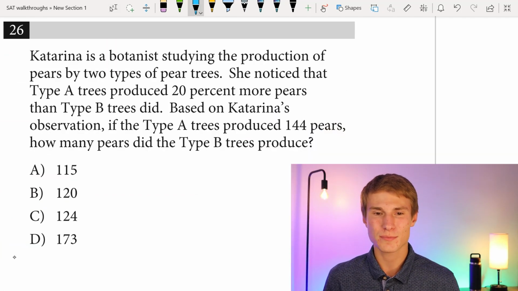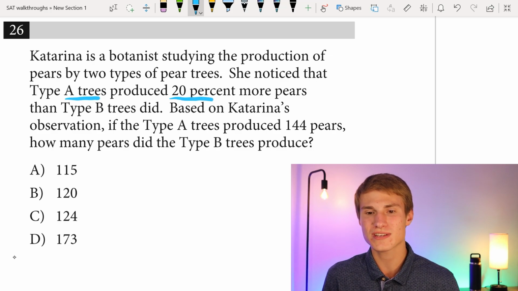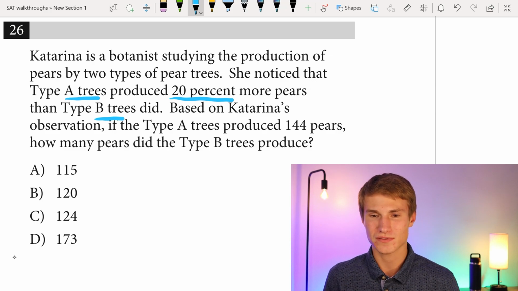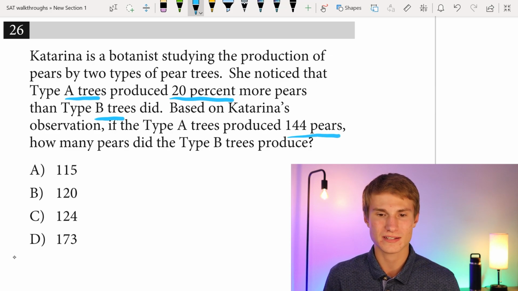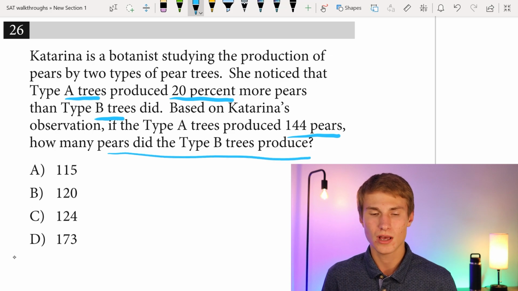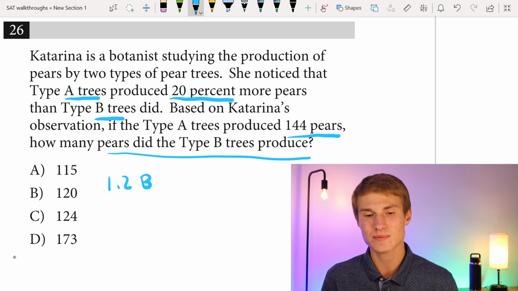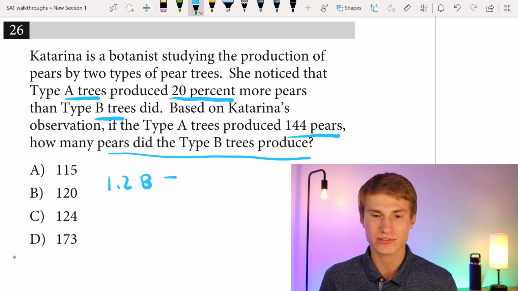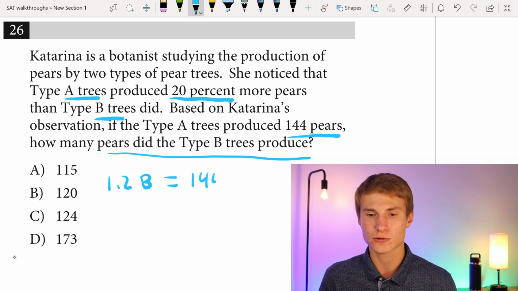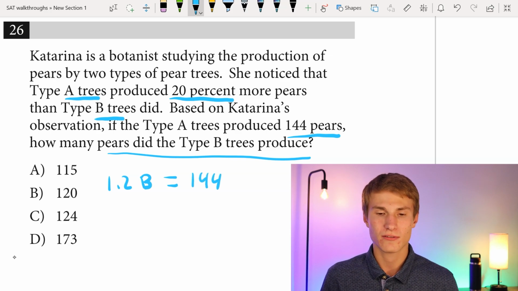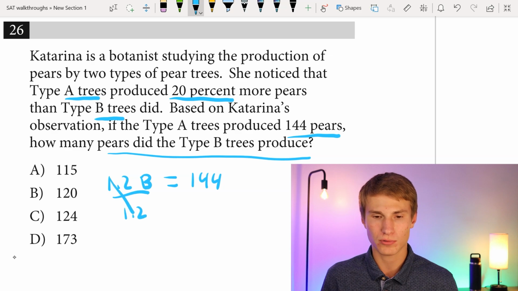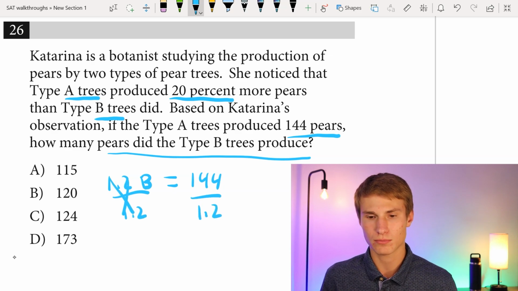Katerina is a botanist studying the production of pears by 2 types of pear trees. She noticed that type A trees produced 20% more pears than type B trees produced. Based on Katerina's observation, if the type A trees produce 144 pears, how many pears did the type B trees produce? Well, we know that the type A trees are producing 20% more than type B trees are producing. So 1.2 times the number of pears that type B trees produced has to equal those 144 that type A trees produced. From here, all we got to do is divide each side by 1.2.